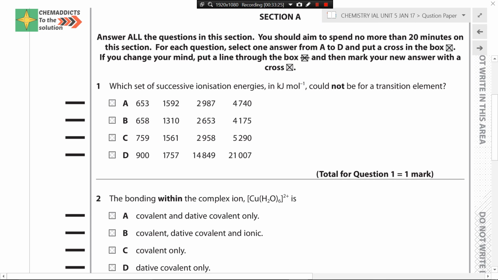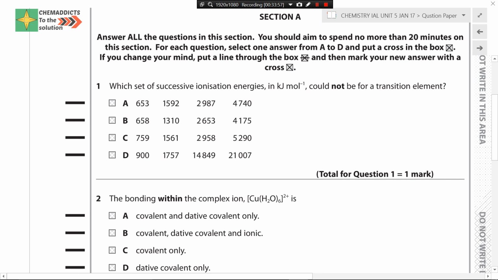Okay, the question, let us read the question. Question number 1: which set of ionization energies in kilojoule per mole could not be for a transition element? Options are given. From the previous concept we have come to know that for an element to be a transition metal, it should have at least 4 ionization energies with gradual increase.